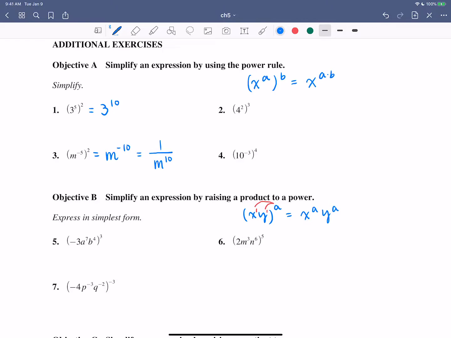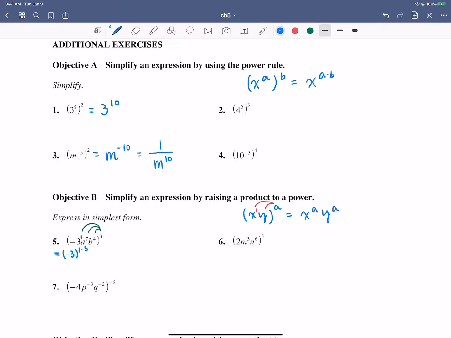Number 5. Notice we have 3 factors inside of the grouping symbol. Negative 3, a to the 7, b to the 4th. Make sure you mark the exponent for each of them. Negative 3 has a first exponent, a has a 7 exponent, b has a 4 as its exponent. So we're going to distribute this 3 inside and multiply each of those exponents. Let's write. First one, negative 3. Just remember that negative sign is part of the base. And then 1 times 3.